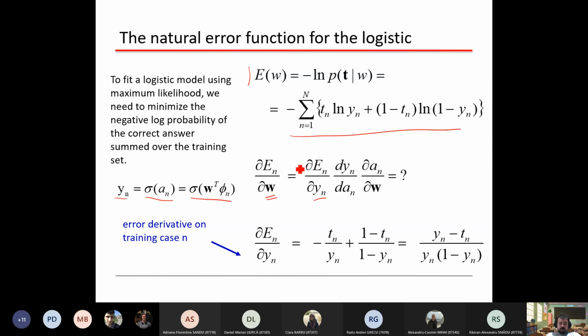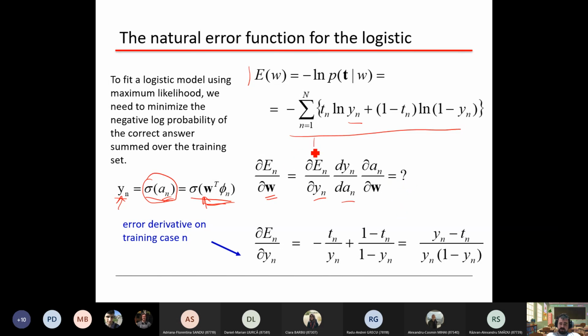So we have a chain of derivatives, and the derivative of E with respect to w is in fact the derivative of E with respect to y, because this is what it depends on. And then we have to get from y to w. So first it's the derivative of y with respect to a, because it's a sigmoid of a, and then the derivative of a with respect to w.